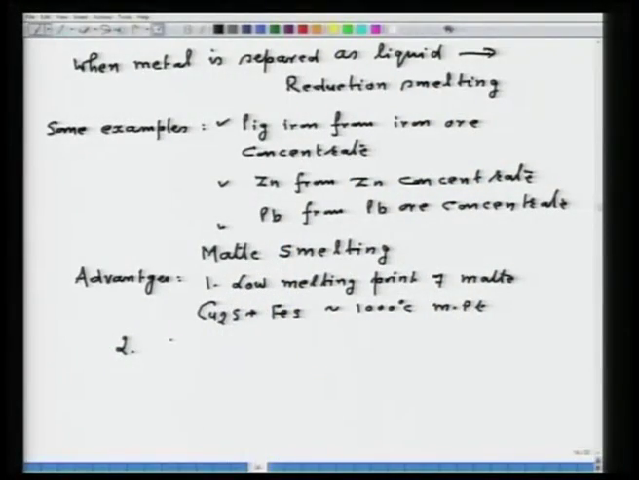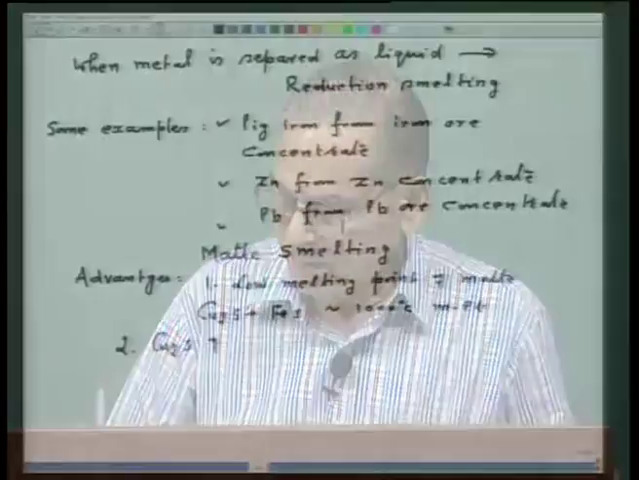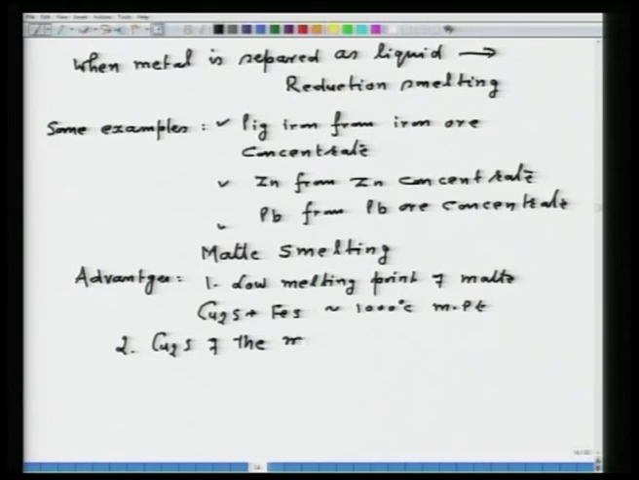Also, another advantage is that the Cu2S which is contained in the matte does not require any reducing agent. That means, Cu2S of the matte does not require any reducing agent in the sense of carbon or those reducing agents. It is by blowing oxygen that you convert to oxide, and then it is a sulphide oxide reaction that leads to the production of copper. So, that is another advantage of having the matte smelting. This is for example for copper. Similarly, if we take the nickel mattes, this is for the copper mattes. Similarly, nickel mattes.